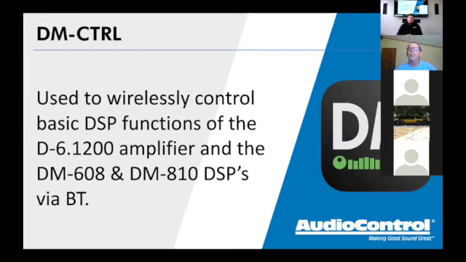If you've already been selling the D4.800, the D6.1200, the DM608, the DM810, and you look at them all and go, hey, how come one of them doesn't have the option port? Now it will. So now everything that starts with a D in the audio control lineup in mobile audio will all have an option port and accept that ACBT24. So hopefully that makes that clear.